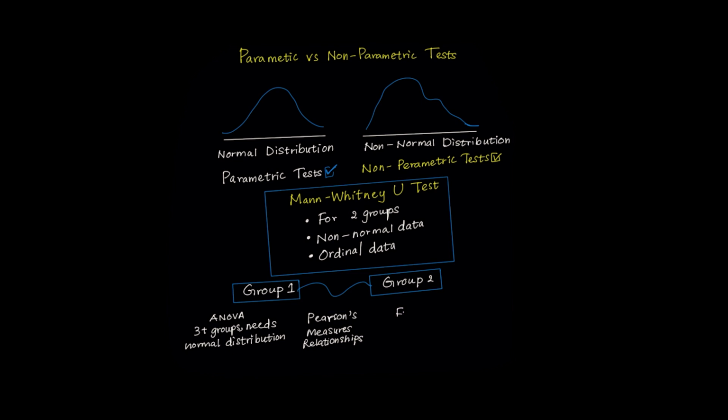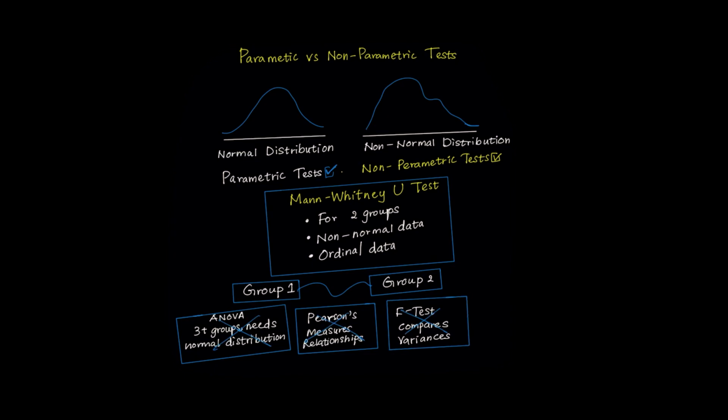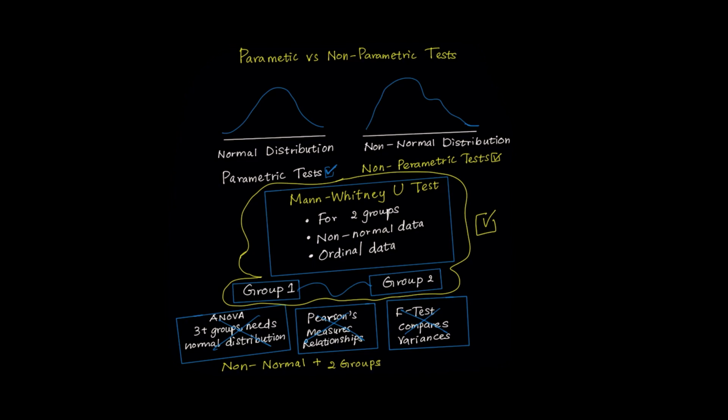ANOVA is a parametric test for comparing three or more groups and needs those same normal distribution assumptions, so it won't work here. Pearson's correlation measures relationships between variables, not comparing means between groups. And the F-test is about comparing variances, asking if two groups have equal spread in their data, which is a different question entirely. The key is recognizing when your data violates parametric assumptions and switching to the appropriate non-parametric alternative.